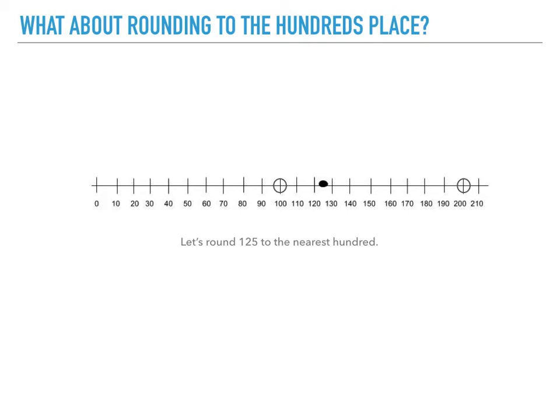What about rounding to the hundreds place? We are going to look at it the same way. Here we have the number 125. We can see that it falls between 100 and 200. So we are going to ask first, what is the number that is halfway between 100 and 200? We can see that it's 150. Then we ask, is 125 more than halfway or less than halfway between 100 and 200? It is less than halfway. So we are going to round down to 100.